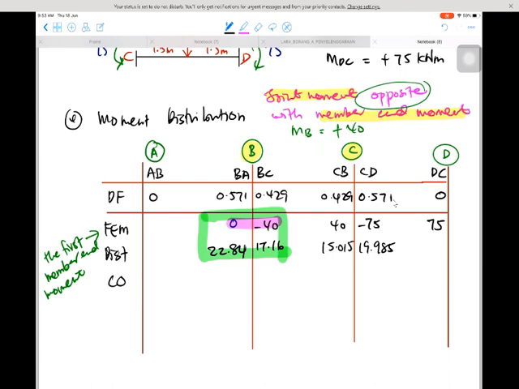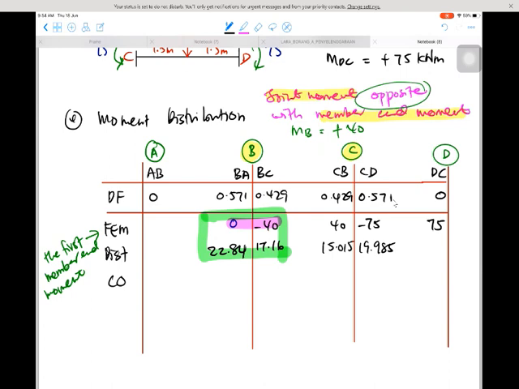For checking, the value that I have highlighted in the green box is the total moment at the joint after we distribute. To remain in equilibrium, the total value of these four values must equal 0. So it is 0 minus 40 plus 22.84 plus 17.16 equal to 0.